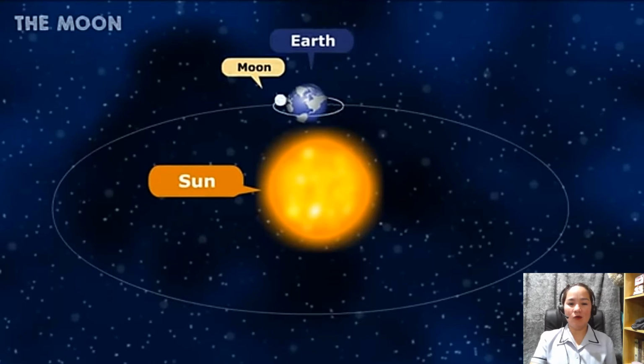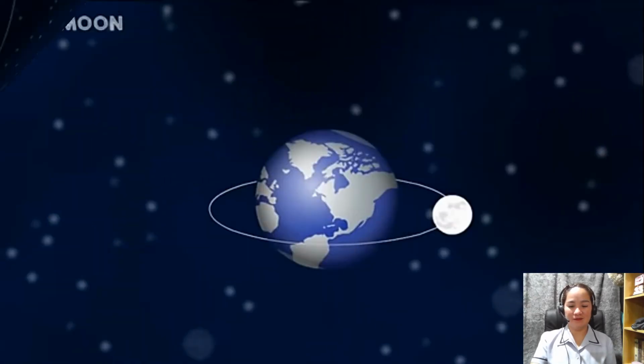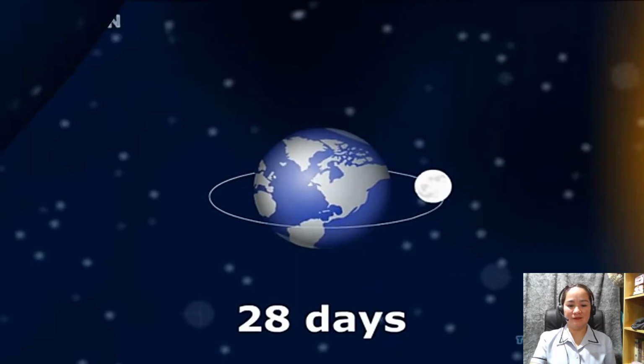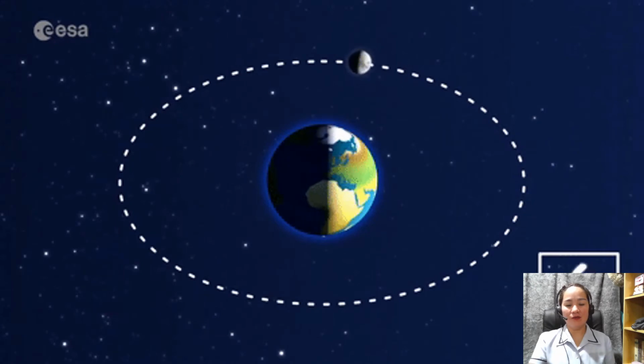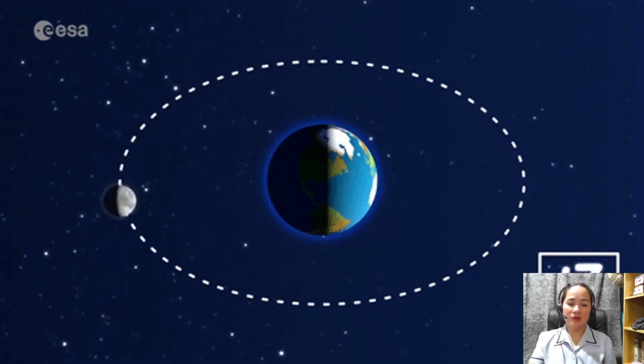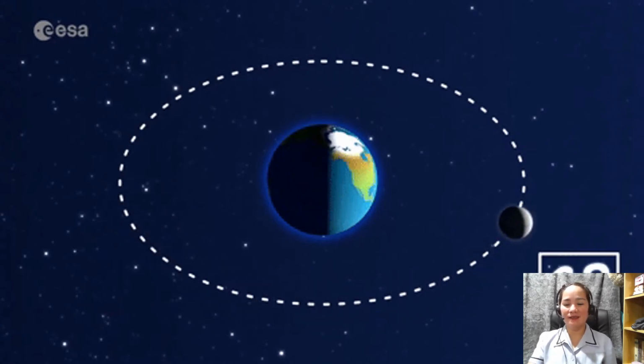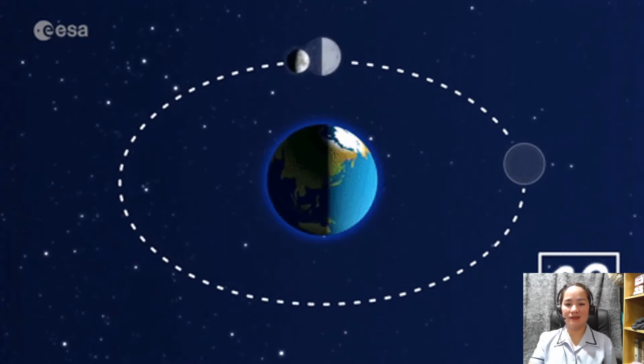A planet orbits a sun. So the moon orbits a planet. The moon takes 28 days to go completely around the earth. So look, it goes around the earth for how many days? 28 days.